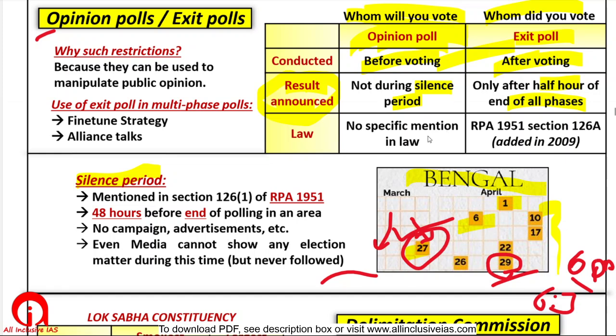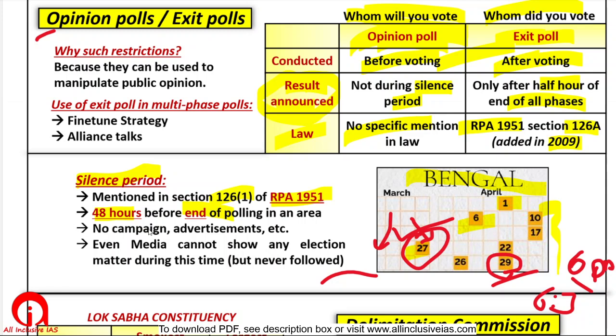Now, is there a law for these things? For opinion poll, there is no specific mention in the law. However, for exit poll, it is clearly mentioned in RPA 1951, section 126A, and that was added in the year 2009. Right. Now, what is this silence period? Silence period is mentioned in RPA 1951, section 126(1). It says that silence period is 48 hours before the end of polling in an area.